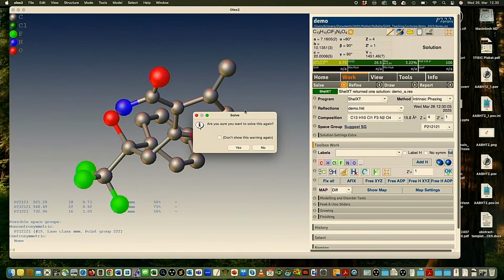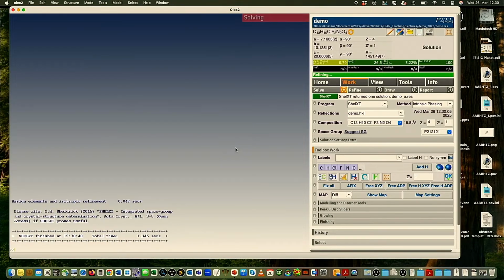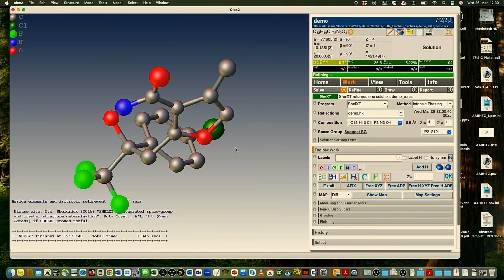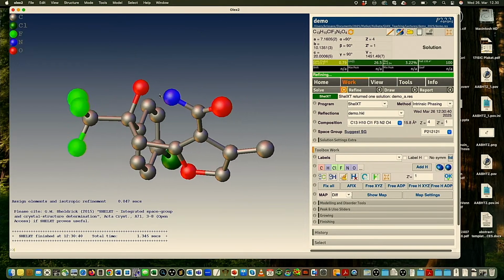So it will say, are you sure that we want to solve this again? I won't, because I want to do it again for you. Now you can see what happens. So this is the speed. And now, this is the thing you can do.